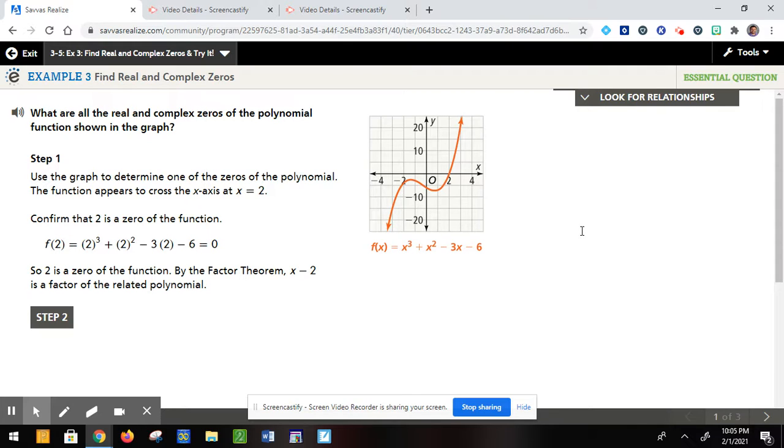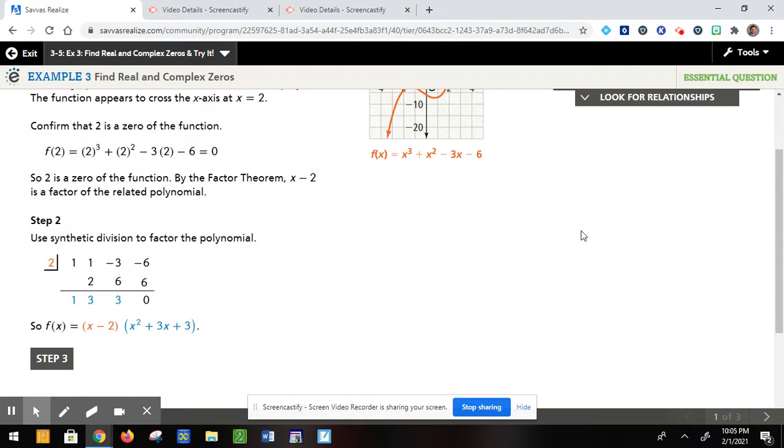You can confirm that 2 is a real zero by substituting 2 into the function and getting 0. You can do that, but you can also just do synthetic division because you'd be confirming the same thing, doing synthetic division with 2 as your number in the box and getting 0 as the remainder. When you see that, it means x minus 2 is a factor. What's left over is x squared plus 3x plus 3.